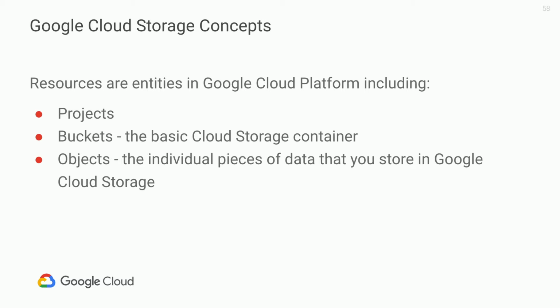Finally, it's an object. Objects are the individual pieces of data that you store in Google Cloud Storage. There's no limit on the number of objects you can put into one bucket, but there is a size limit of around 5 terabytes for a single file.